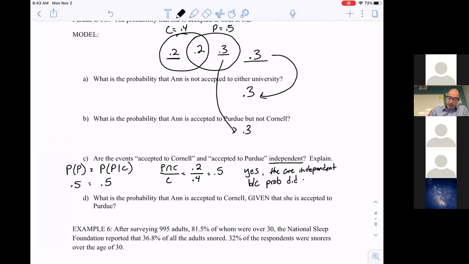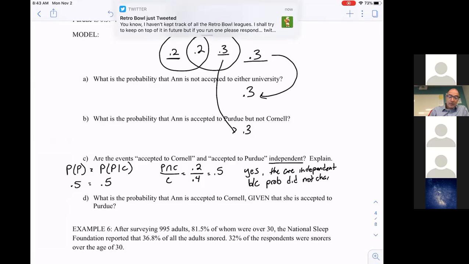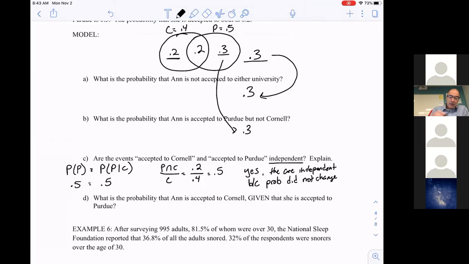The probabilities did not change. There's actually a second check for independence, and we haven't gotten to this statement yet: the probability of A intersect B is equal to the probability of A times the probability of B. This is only true if the events are independent.